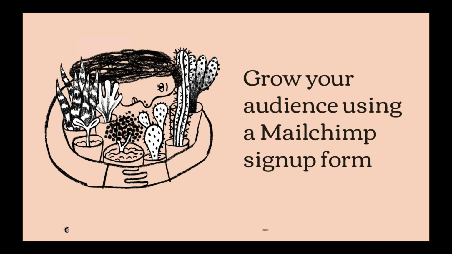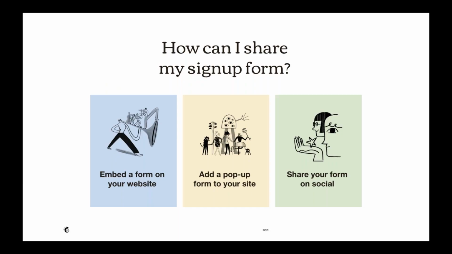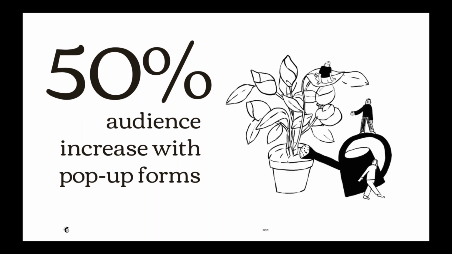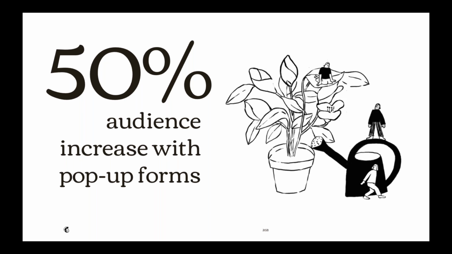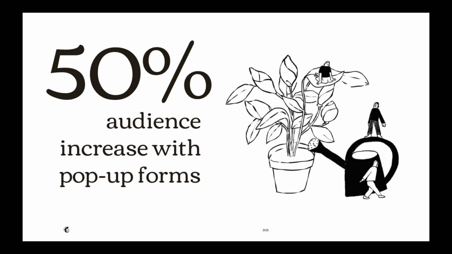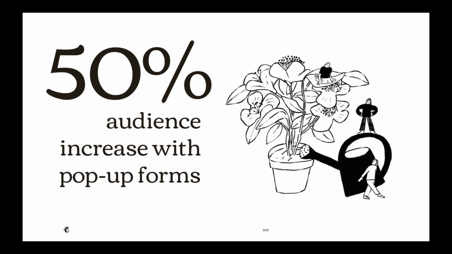In Mailchimp, we have various sign-up form options to fit the needs of your business. You can embed a form on your website, use a pop-up form, or share your sign-up form by posting a link on all of your digital channels so that people can sign up from any device. Now, you might be wondering why you should use sign-up forms. Well, we have found placing a pop-up form on your site can increase your audience growth rate by 50%. These forms are one of the easiest and most effective ways to collect new subscribers.